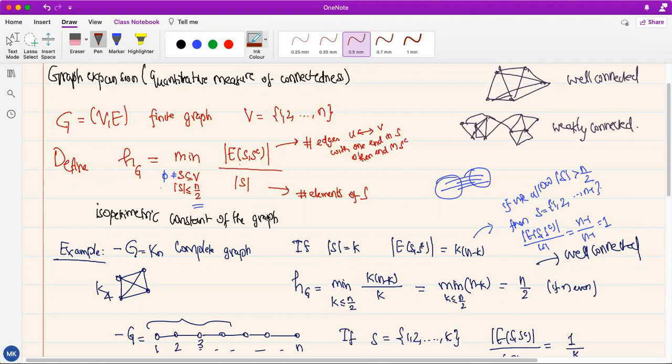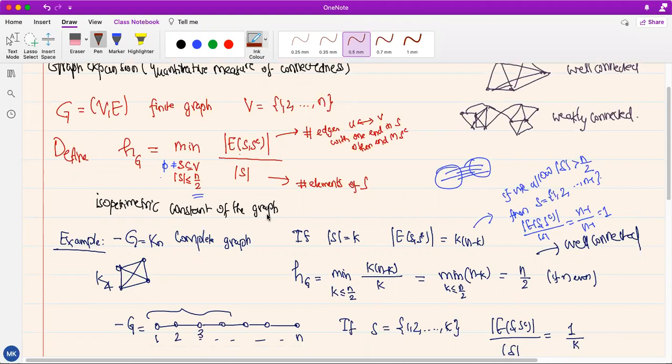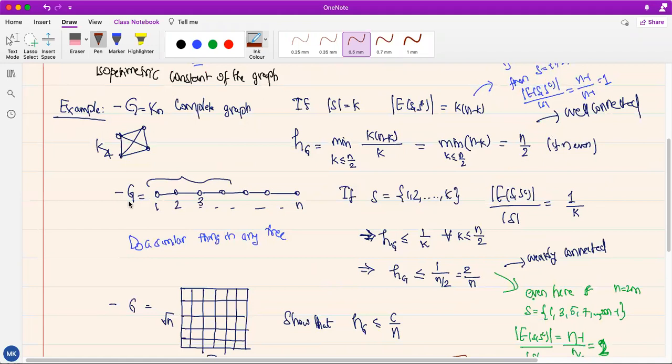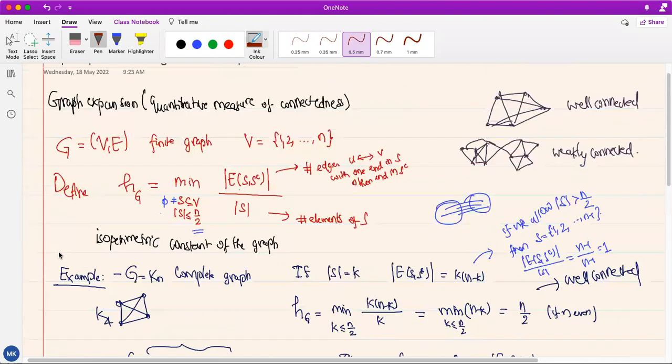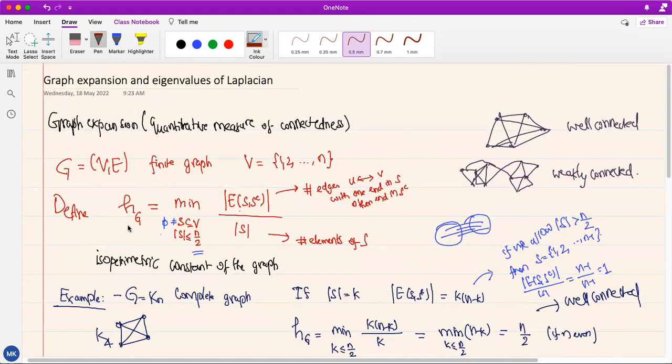Of course, that's not exactly correct, because you can have, for example, a path with only n minus 1 edges and it is still connected. Whereas I can take two copies of K_{n/2}. This is disconnected, but it actually has a lot of edges. But by and large, if you add edges to a graph, h will only go up.